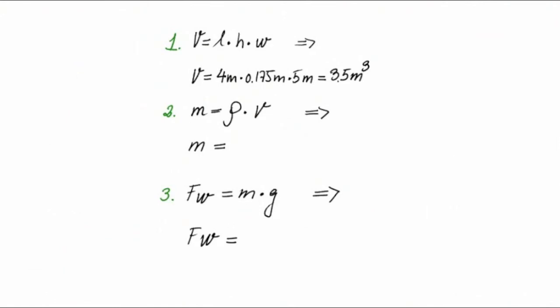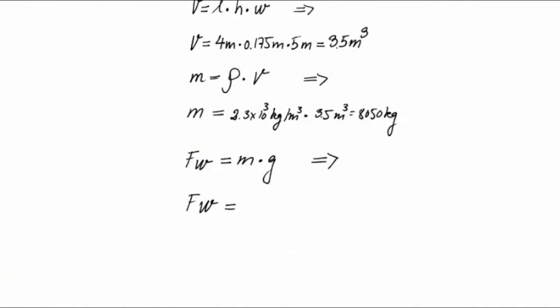The next thing we have to do is put in the density we found for concrete, and it was 2.3 times 10 to the power of 3 kilogram per cubic meter of concrete. And this one we multiply by the volume, and that was 3.5 cubic meter. So what we get is 8,050 kilograms. Those 8,050 kilograms must be put in step 3 here in order to find the force of weight.